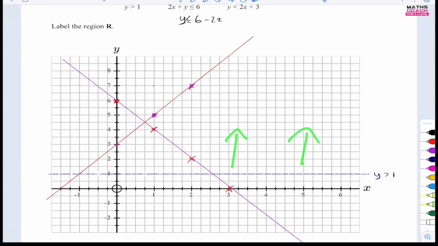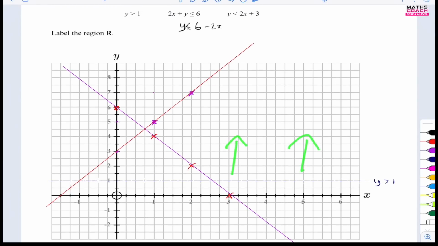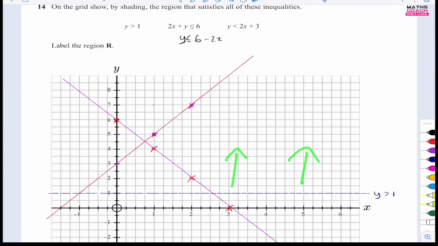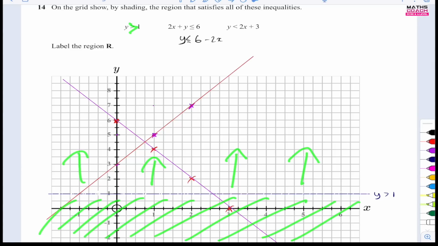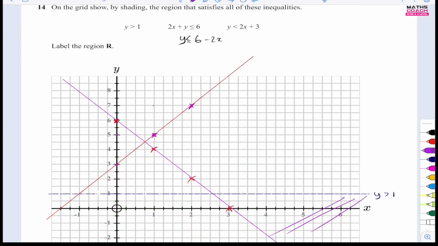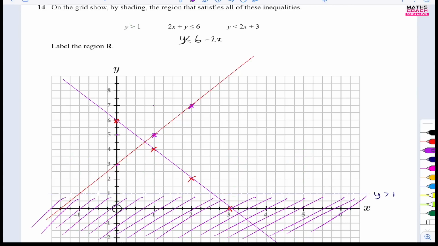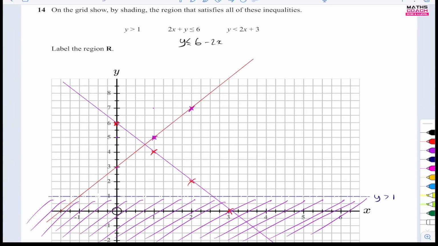So I'm going to shade out the part that I don't want, which is below the line. I don't want below the line. Because y is greater than 1, I want above the line. I don't want below that line, right there. So I'm going to shade that out. Just focus on the line you're looking at right now, and just shade across like that. Okay, and do the same for the other two.